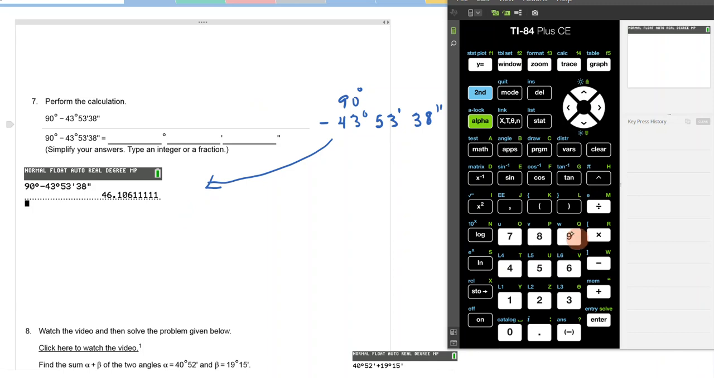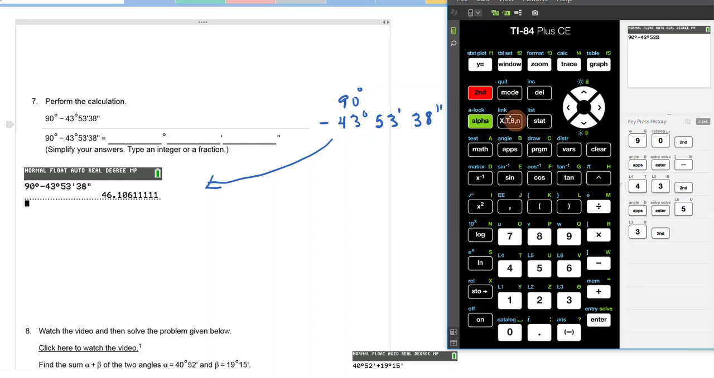So I've got 90 degrees minus 43, go to second angle and get the degrees, and 53 minutes, second angle, and I'll choose number 2, which is the minutes. So now I've got that much. Now I need the 38 seconds. 38, and remember that's alpha and the plus sign. And so now I've got my problem there, and I hit enter.